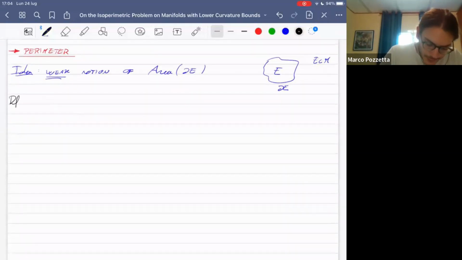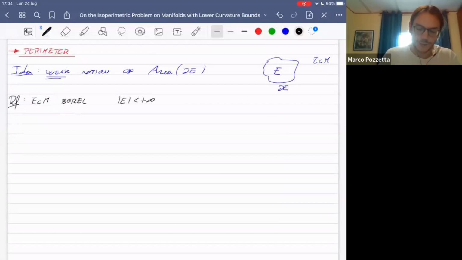The definition is the following. If I take E contained in M, for example, a Borel set, and we will always consider in this course sets with finite measure, even if it's not too restrictive, I want to tell you what is the perimeter of a set E inside an open set A. So let's fix also A contained in M open.